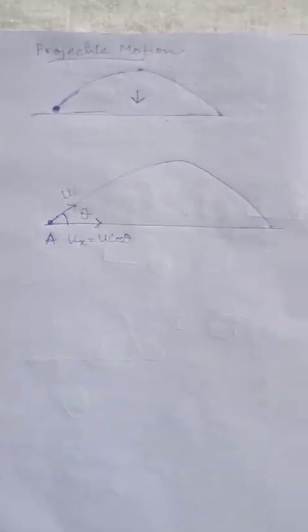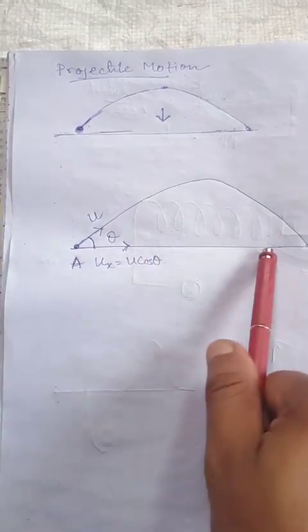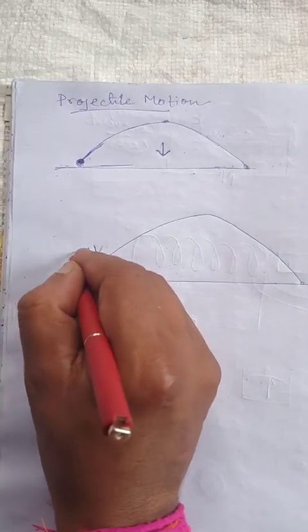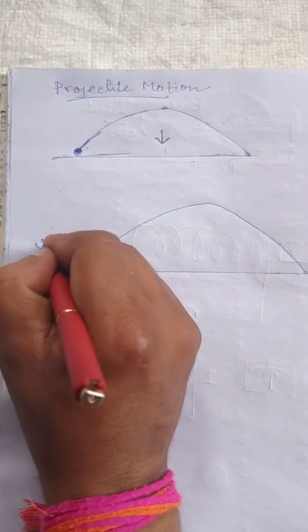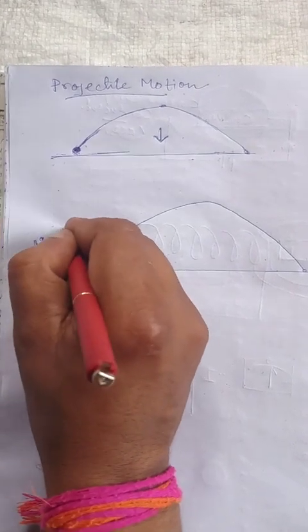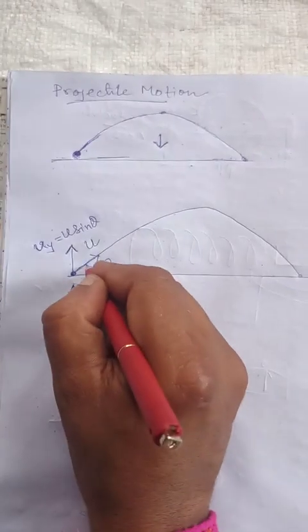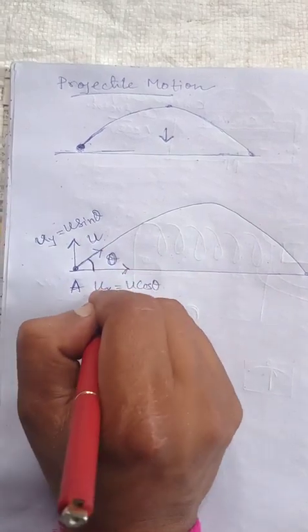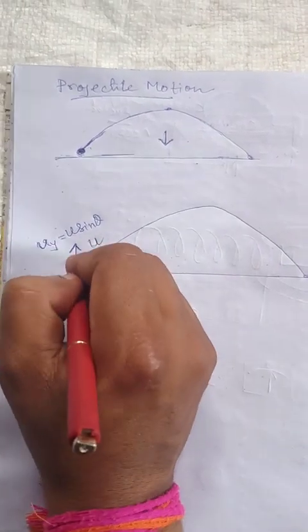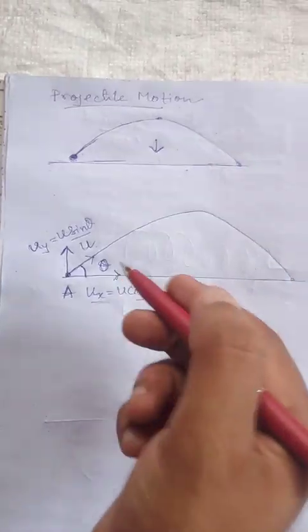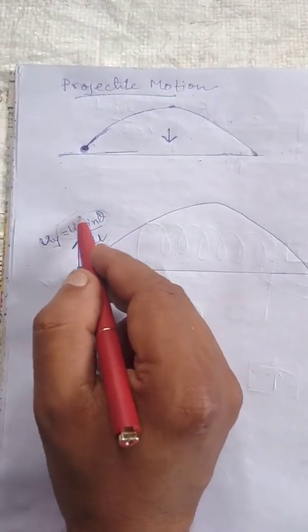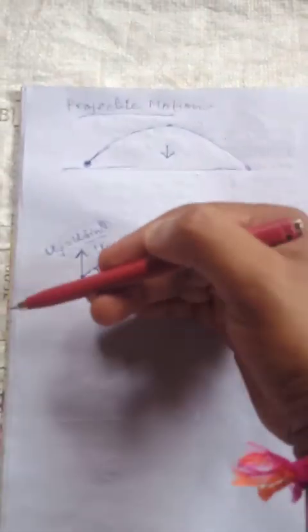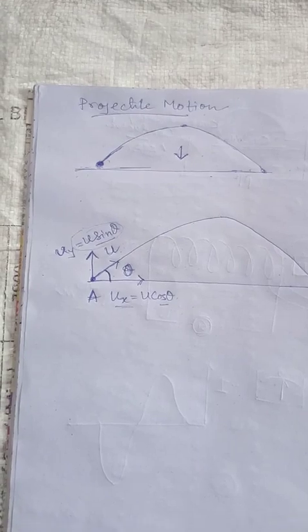There will also be an upward component of that velocity, which is uy. We can say uy equal to u sin theta, as the angle with the horizontal plane is theta. So the component of u along the horizontal direction is u cos theta, and in the perpendicular direction it is u sin theta. With this velocity, this body will reach a maximum height. That means this body will move in the upward direction for a certain time.